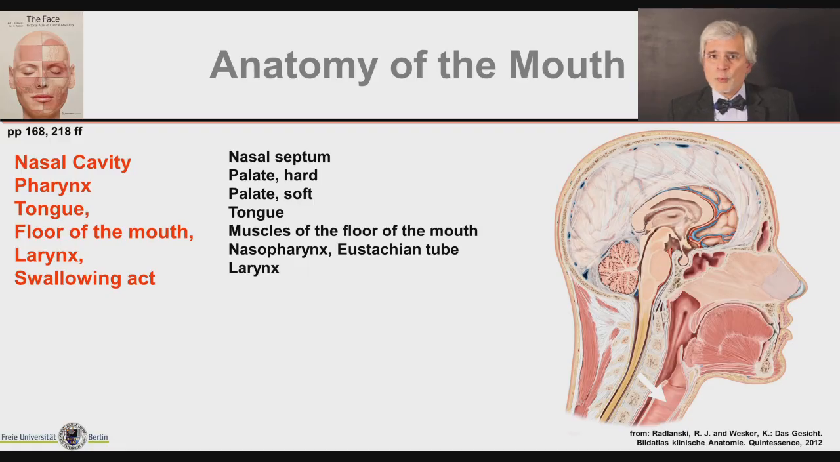And further caudally, we have the larynx with the epiglottis open here. And when we swallow, the larynx is elevated and the epiglottis is closed and the airway thus blocked. And the esophagus takes over.